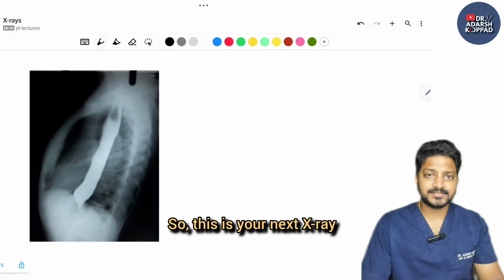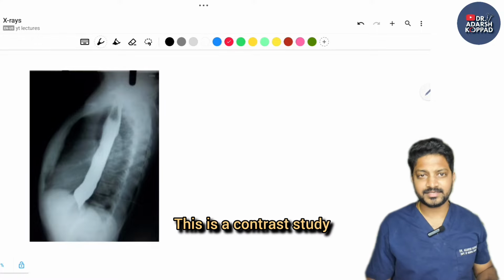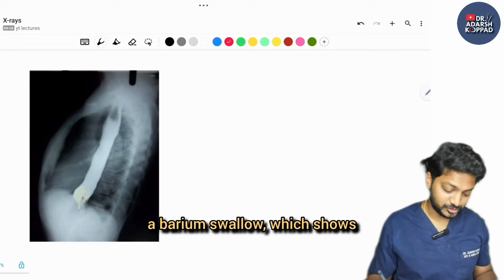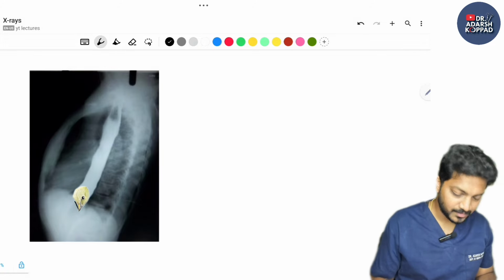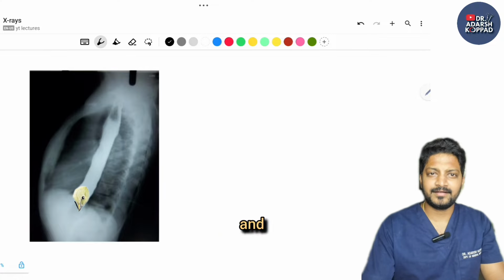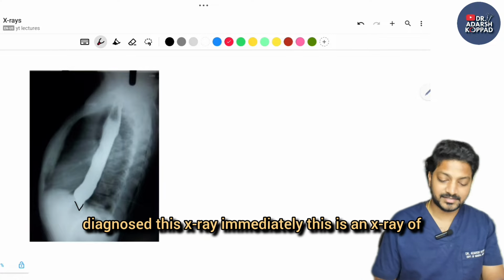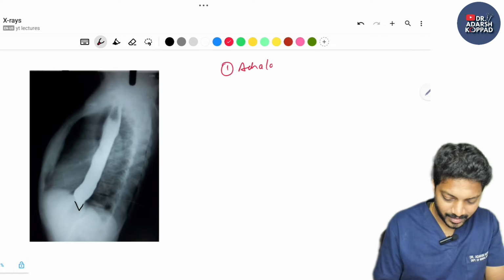So this is your next X-ray. Identify this. This is a contrast study. This is a barium swallow which shows a bird-beak appearance. And I know you must diagnose this X-ray immediately. This is an X-ray of achalasia cardia.